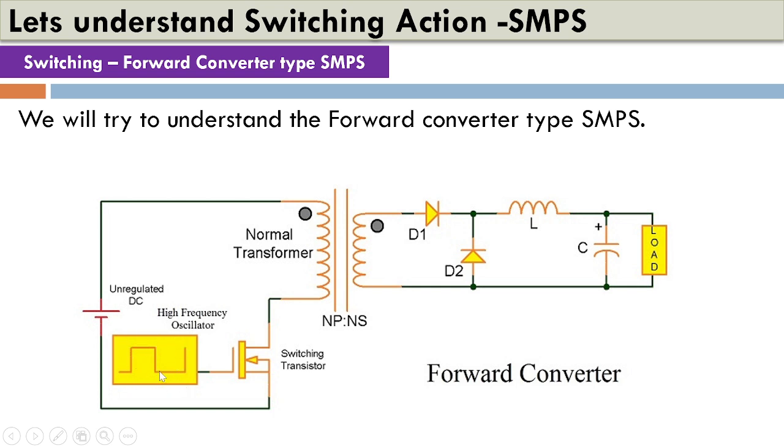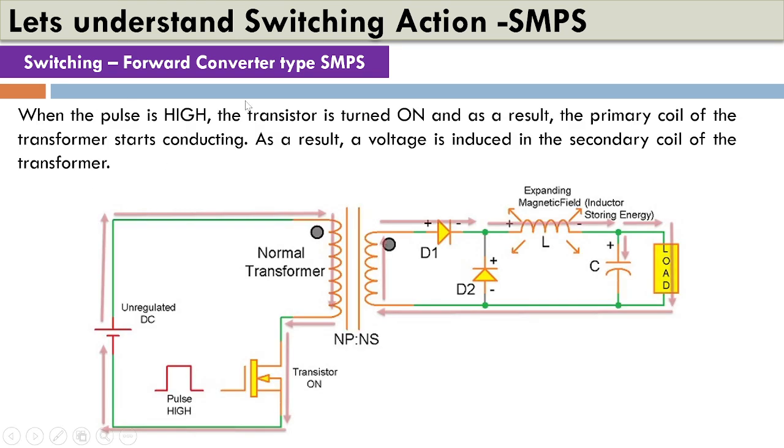Now, before we can understand that, let us first try to understand what a forward converter is. In a forward converter, when the transistor or the MOSFET is switched on using a high pulse, the primary coil of the transformer starts conducting. So a current will flow from the unregulated DC part through the primary of the transformer and through the MOSFET. This will induce a voltage on the secondary side of the coil.